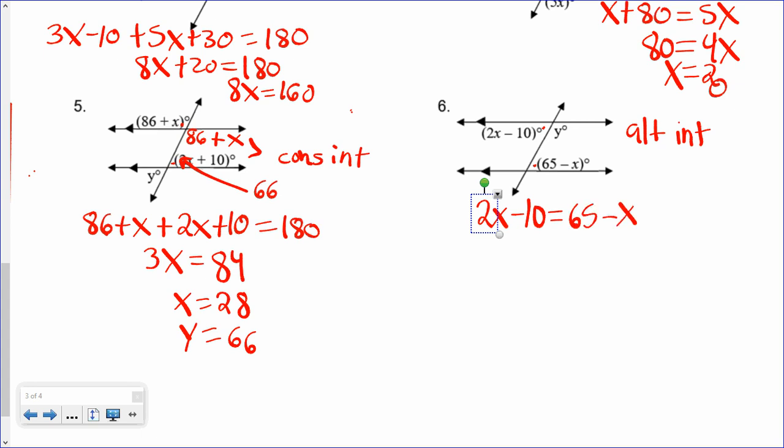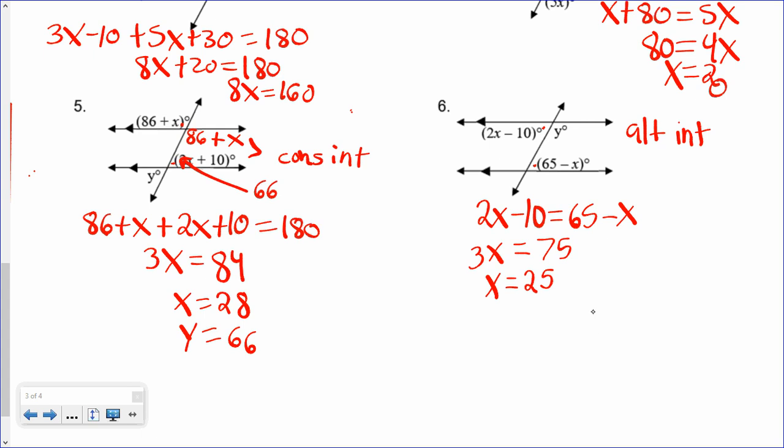Okay. You can solve that, or you can add the x and then add the 10, so the x's are on one side and the numbers are on the other. And then when you divide by 3, you get 25. Okay, so x is 25. Now, how do I find y? We're going to do 65 minus 25.